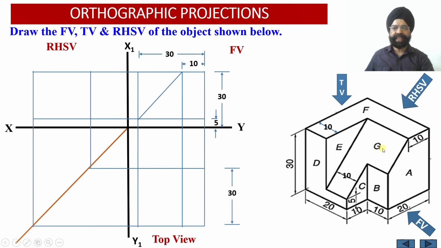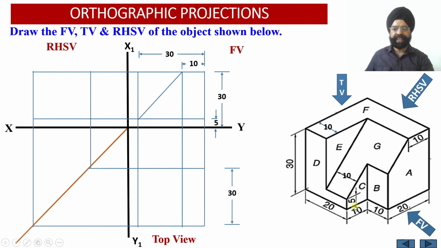Having marked this, now I know that this is the slope of the surface G. It starts from a point which is located 10 millimeter from the topmost right corner, and it will end at a point which is at a height of 5 millimeter from the bottom. So for this inclined surface G, we have been able to obtain the edge view in the front view, right?